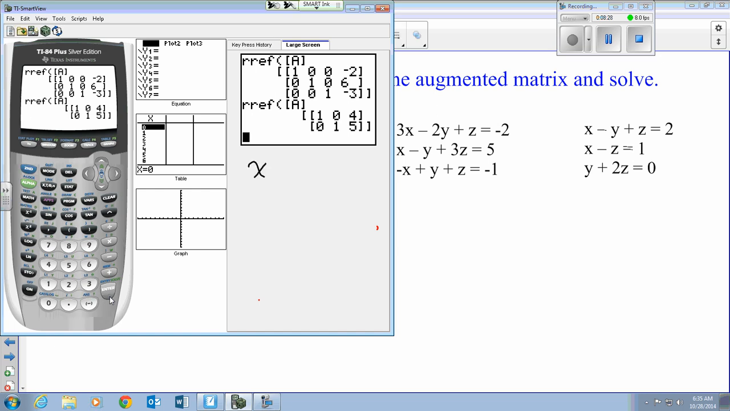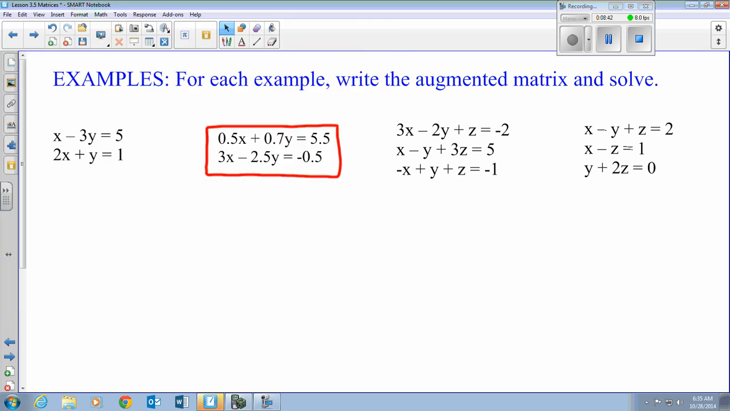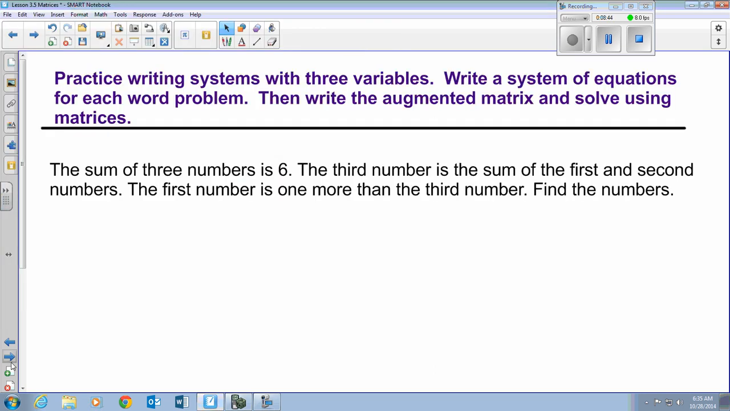So x is equal to 4, and y is equal to 5, or we have the point (4, 5). So reduced row echelon form will certainly save us a lot of time and a little bit of heartache. We can even do this with word problems, but we must first write them in a matrix form.